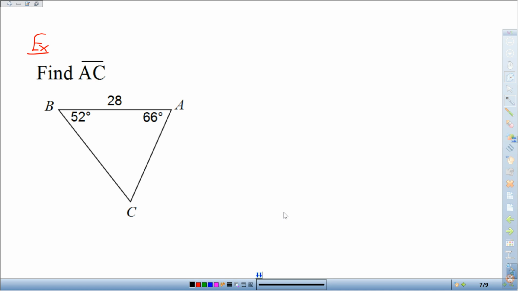Okay, so this one's asking for AC. So here's my side length. All right, so I can go ahead and make my first ratio, side length x over the sine of the angle opposite that side length, 52. Okay, so far, nothing different.